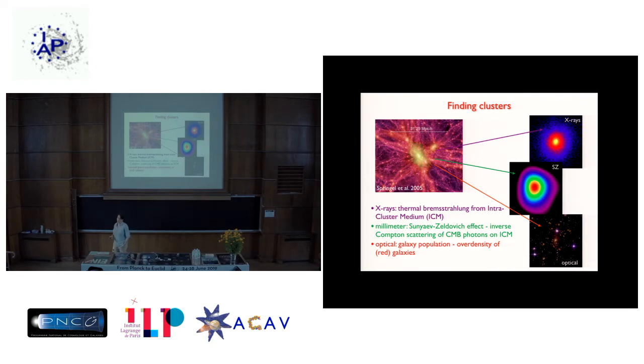The next step, then, is finding clusters. And we do best in finding clusters via their baryonic mass constituents. So in X-rays, we can find clusters as extended extragalactic emitters. What we see is thermal radiation from the intracluster medium. In SZ, we detect clusters by the same mass component. We detect them with the Sunyaev-Zeldovich effect, that is inverse Compton scattering of CMB photons on the hot intracluster medium. We can also use optical or near-infrared and trace the galaxy populations, that is, identify clusters as overdensities of galaxies.